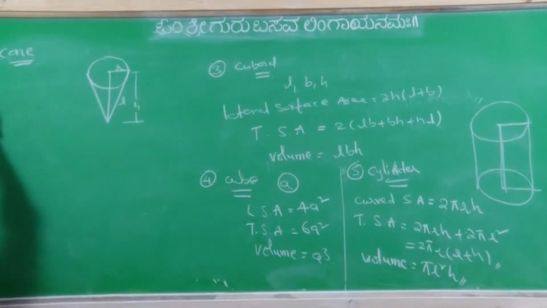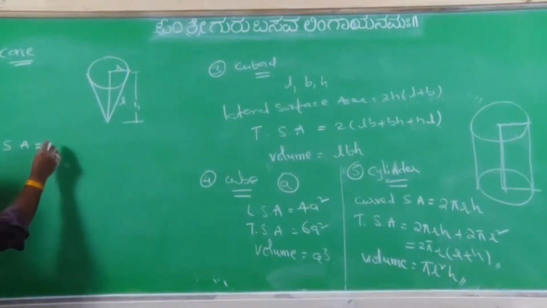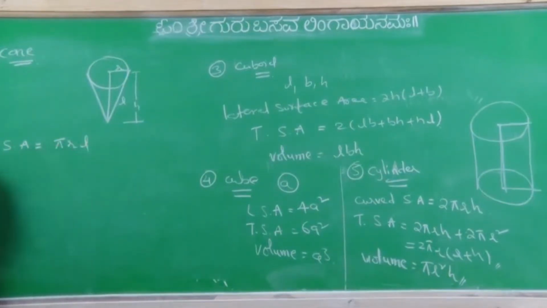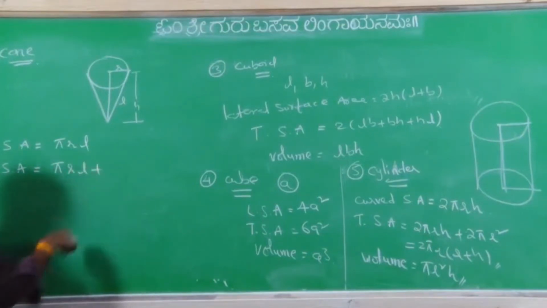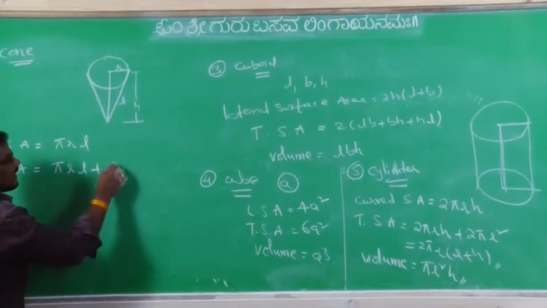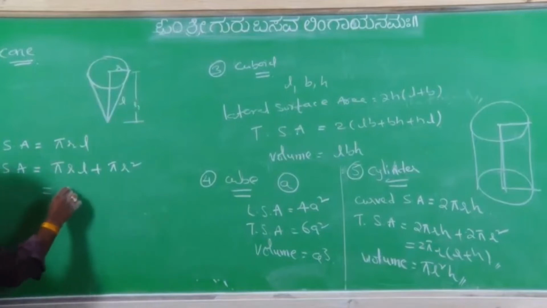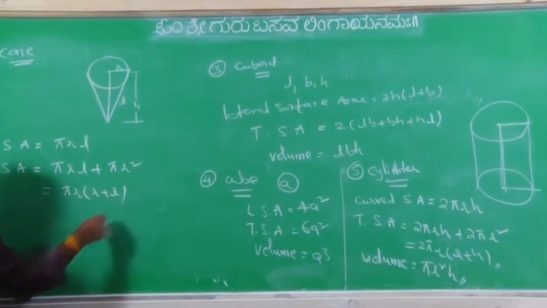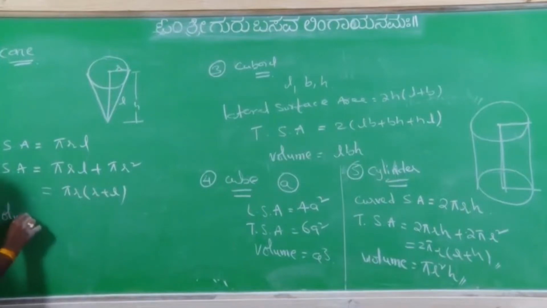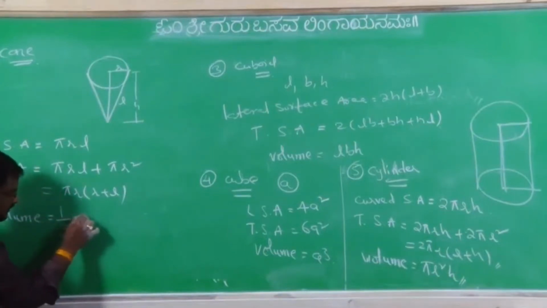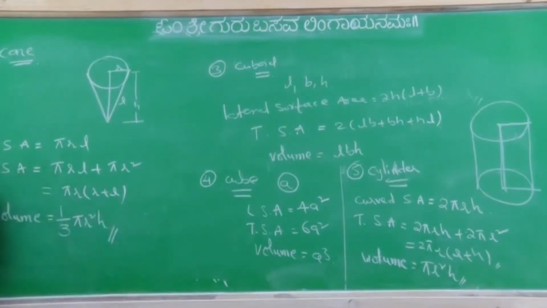Curved surface area, if you take, is what? Pi R L. Right? Next, total surface area is pi R L plus pi R square. You can write it as pi R times R plus L. Next, what about the volume? 1 by 3 pi R square H. These are some important formulas.